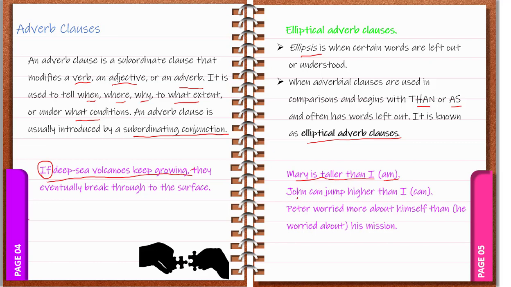We speak in this manner, John can jump higher than I, basically because it is clear that this is the word that is being referred to in comparison than I can. Peter worried more about himself than his mission. In this case, the words he worried about are left out. And these are some of the examples of what we refer to as elliptical adverb clauses.